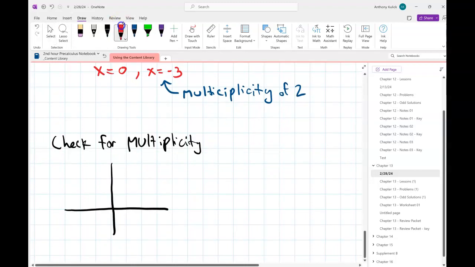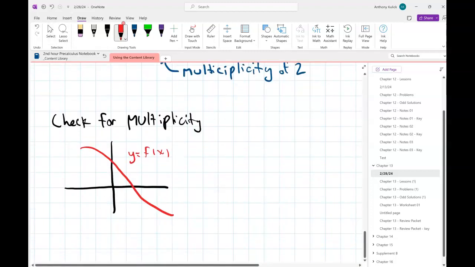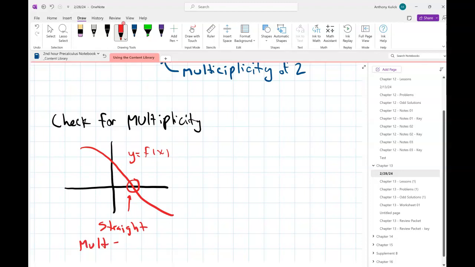So let's say that this is our function f of x. You see how at this 0, the graph is passing straight through, right? And it's just kind of like a straight line as it's passing through that x-intercept. You guys see that? We'll call this type of 0 a straight. And that implies that the multiplicity there should be 1 for that 0.